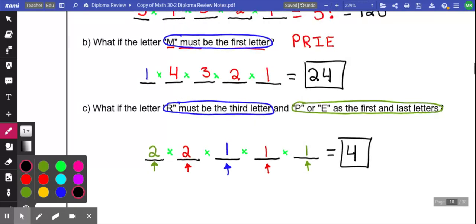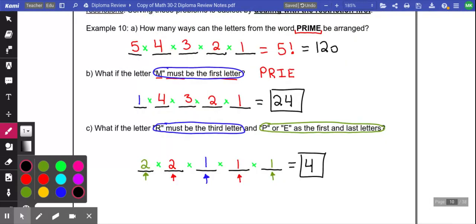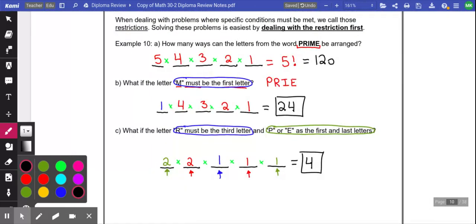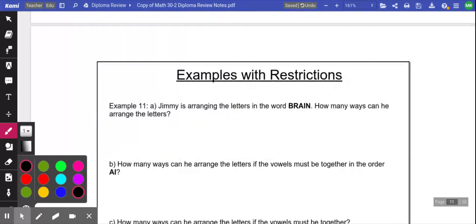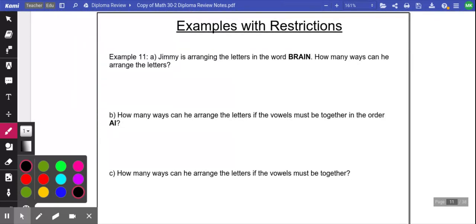Awesome. That's dealing with restrictions. Always place the rule or the restriction first and then do everything else. Let's try another one. This is a different type of restriction. We'll start off basic again.